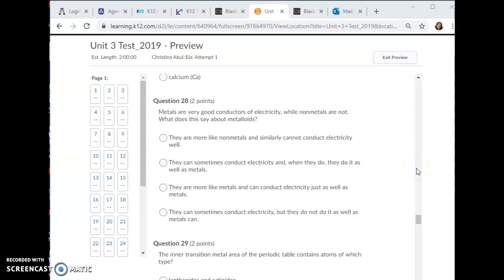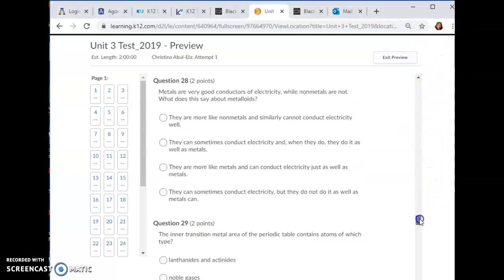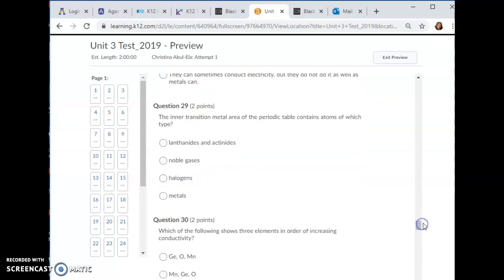Okay, this is a continuation of the recording for the Unit 3 test. We left off on question 28, so I'm going to scroll through to question 29. The inner transition metal area of the periodic table contains atoms of which type? Lanthanide and actinide series, noble gases, halogens, metals.